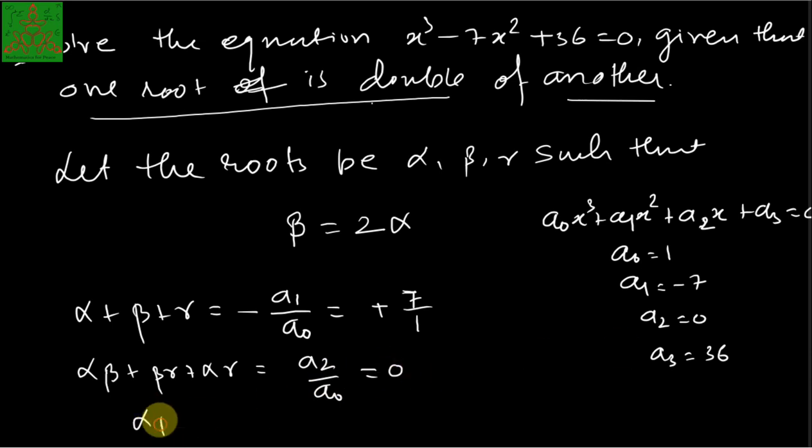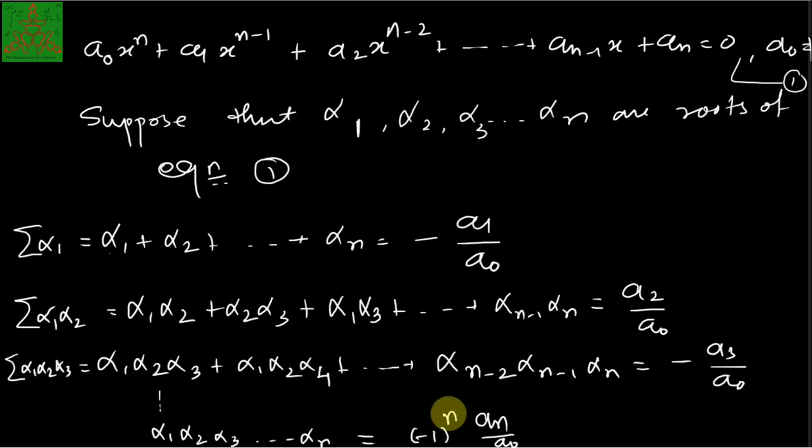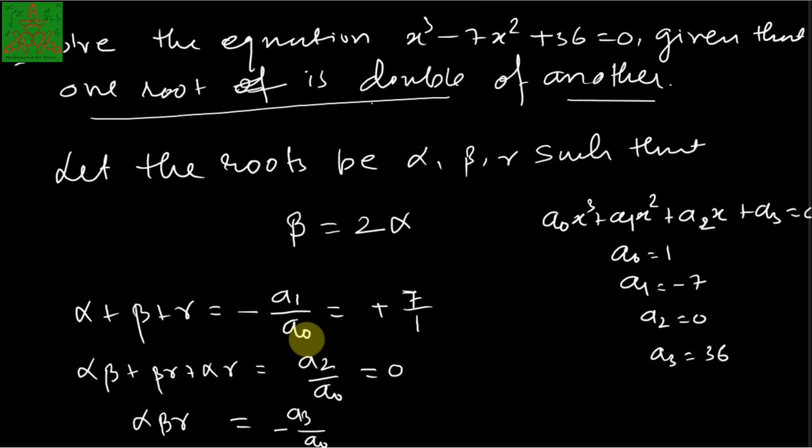And the last one is the product of 3, but it has only 3 roots, so it is the product of all roots, which is minus a3 upon a0, because previously it is minus 1 raised to n, where n is 3 here, the degree is 3, and it is an alternating sign. You can see that first it is a minus sign, then a plus sign, then a minus sign. Now it is minus a3 upon a0, that is minus 36 upon 1, so it will be minus 36.